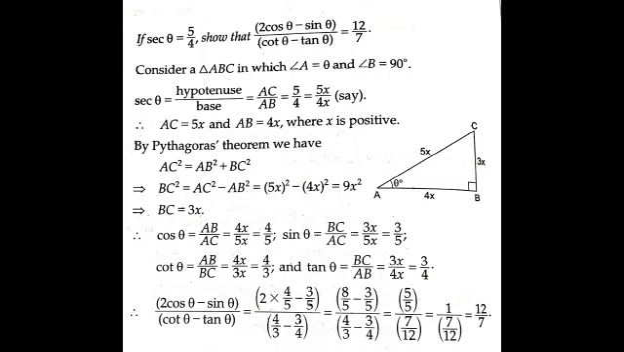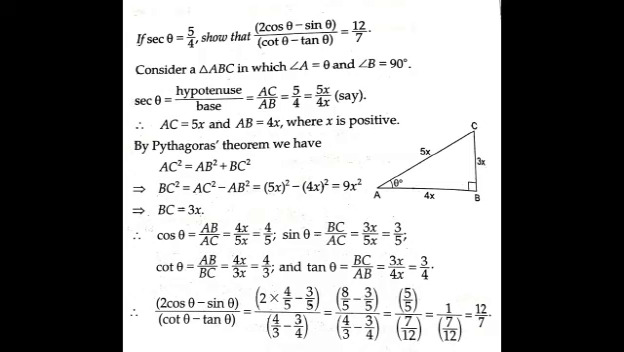Moving ahead, let us consider another question. Here in this question we have if sec theta is equal to 5 by 4, then 2 cos theta minus sin theta whole divided by cot theta minus tan theta is equal to 12 by 7. Now again it is a similar question. As I have discussed, consider a triangle ABC in which angle A is equal to theta and angle B is equal to 90 degrees. That is, triangle ABC is a right angle triangle, right angled at B.